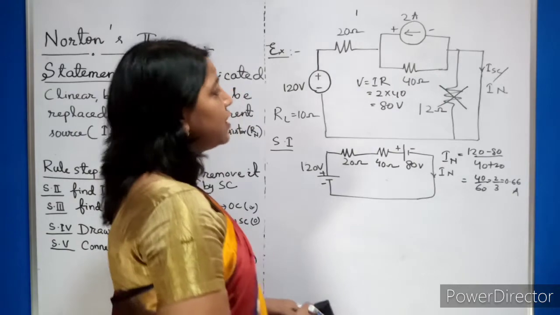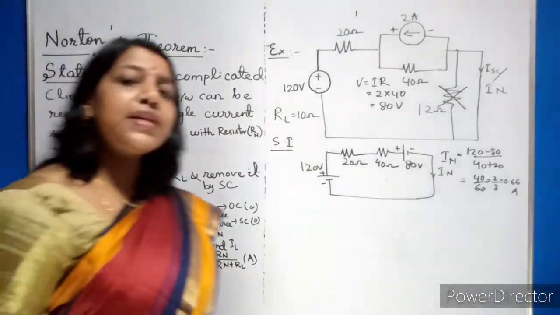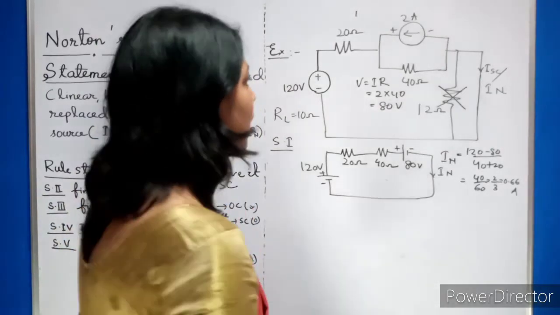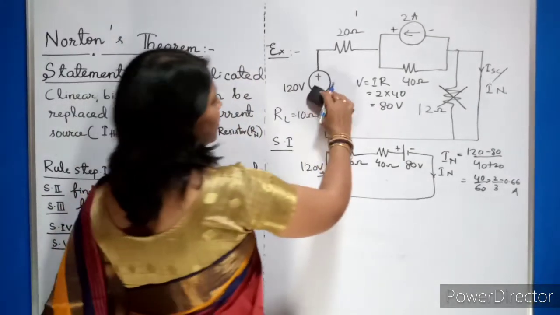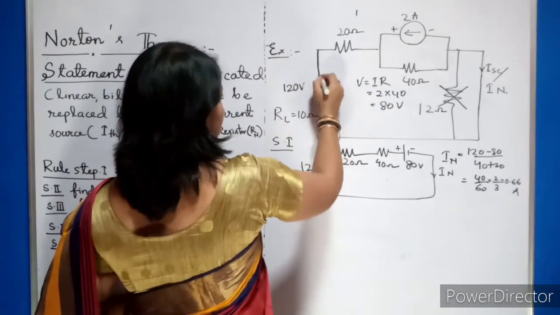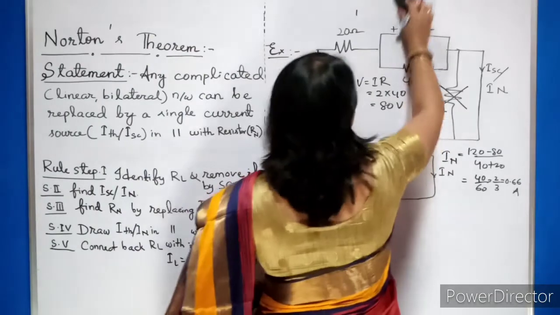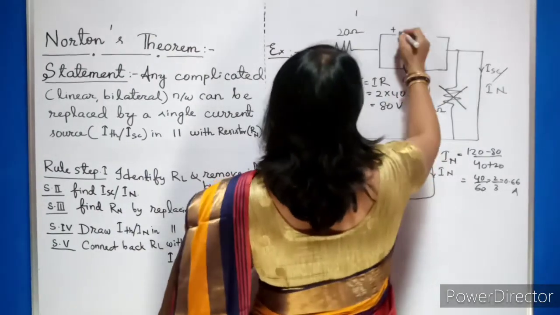Now go to the third step to find the Norton's resistance. What are the steps I already told? If it is a current source, replace it by an open circuit. A voltage source should be replaced by a short circuit. So this is the voltage source, replace it by a short circuit. Okay. This is the current source. It should be replaced by an open circuit.